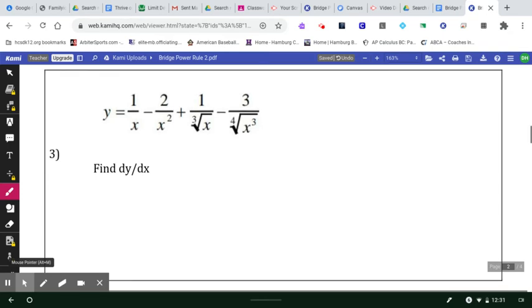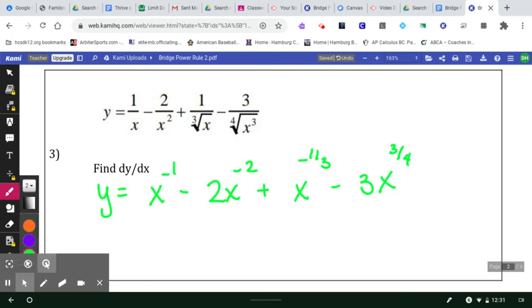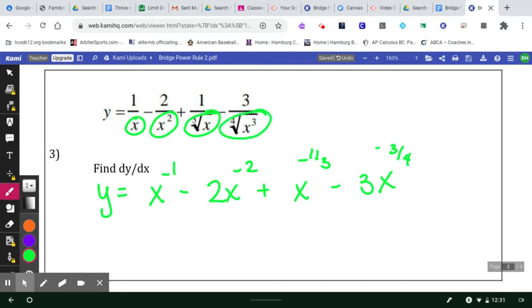All right, I think you've got the game here. Before they get a little more interesting, let's pause it and just rewrite it. So we'll compare the rewrite step and then we'll compare the derivative. So take a peek at my rewriting. This came up as x to the negative 1. This came up as x to the negative 2. This came up as x to the negative 1/3. And this came up as x to the, lost my negative, 3/4 there.